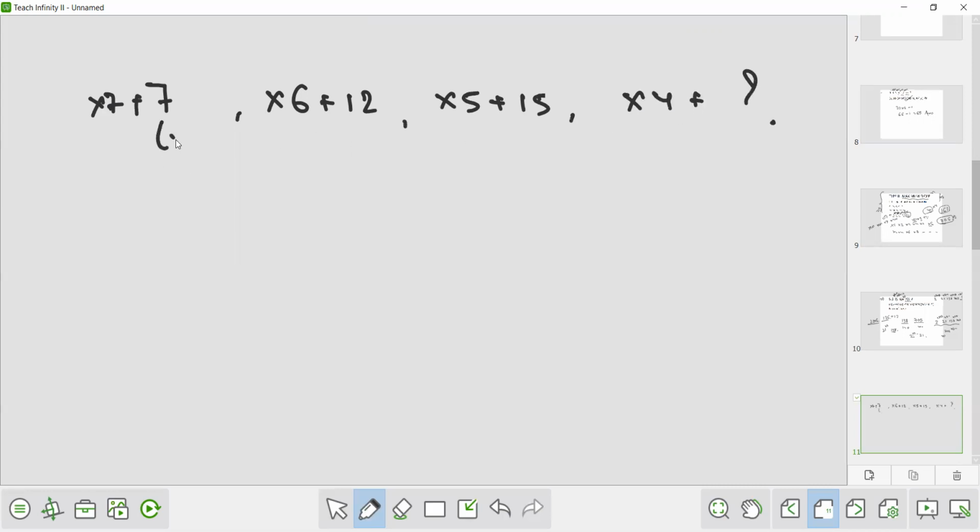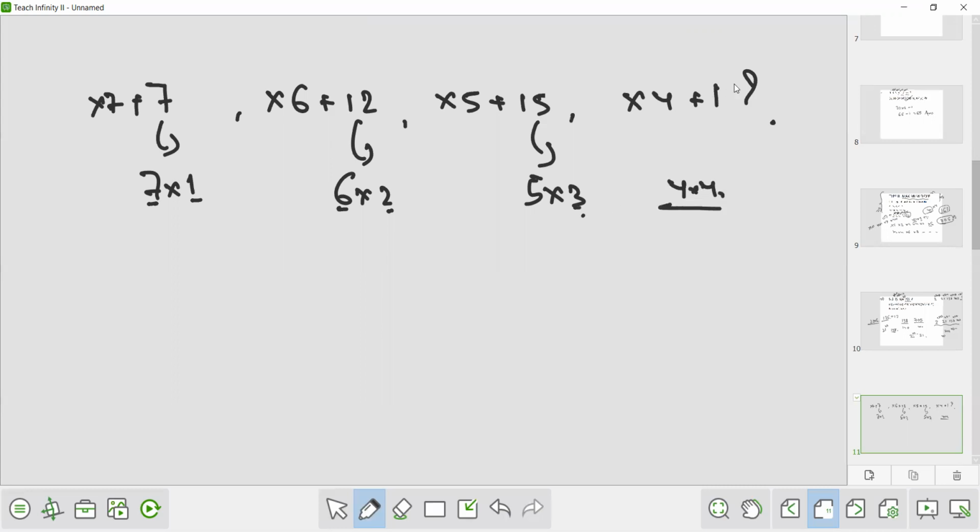This says that this 7 is 7 into 1. This 12 is 6 into 2. This 15 is 5 into 3. Subtract 1, add 1, subtract 1, add 1 and get multiplied. So 7 minus 1 is 6, 1 plus 1 is 2, 6 into 2 is 12. 6 minus 1 is 5, 2 plus 1 is 3, 5 into 3 is 15. Subtract 1, 4, and add 1, 4, so 4 into 4, that is 16. So add 16 over here.